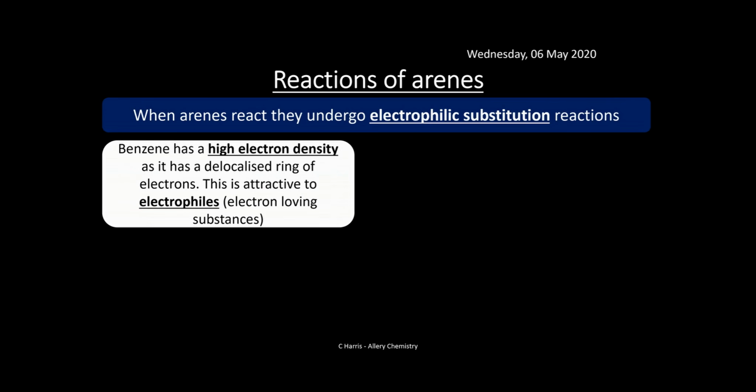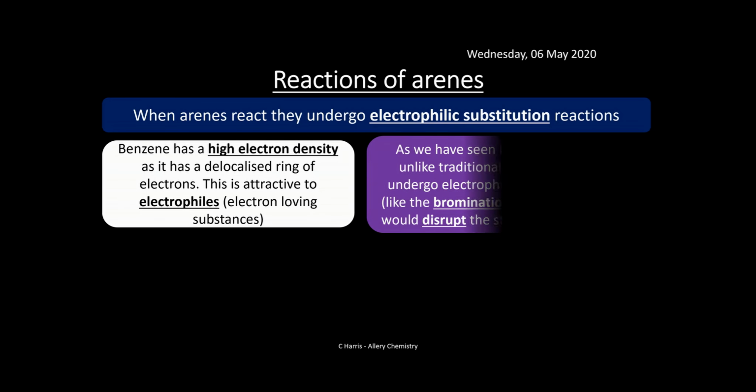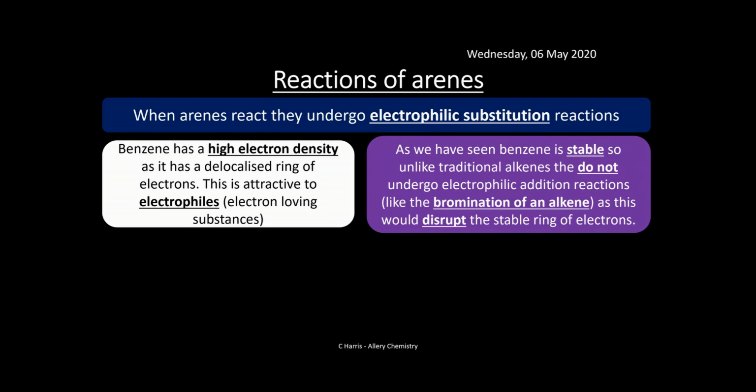So benzene has a really high electron density in that delocalized ring. There is loads of electrons in there. So this is attractive to electrophiles. So these are electron-loving substances. Okay, so that's the key thing. So as we've seen, benzene is really stable. So remember that from what I mentioned before.